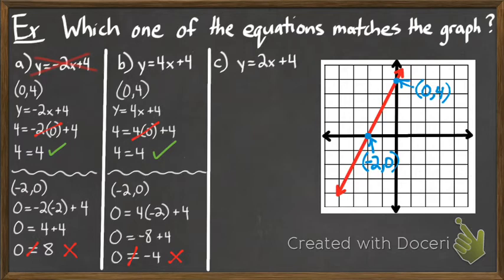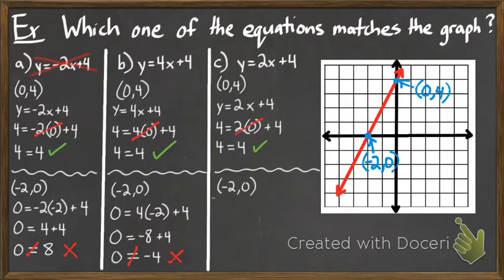Now, we're hoping that our third and final equation is the right one, but we won't know until we actually plug in our values and see if it works. If we plug in our y-intercept first into our equation y equals 2x plus 4, we get 4 equals 2 times 0 plus 4. The 2 times 0 goes away, so we're left with 4 equals 4. So the y-intercept does work. Now, does it work for our x-intercept, (-2, 0)?